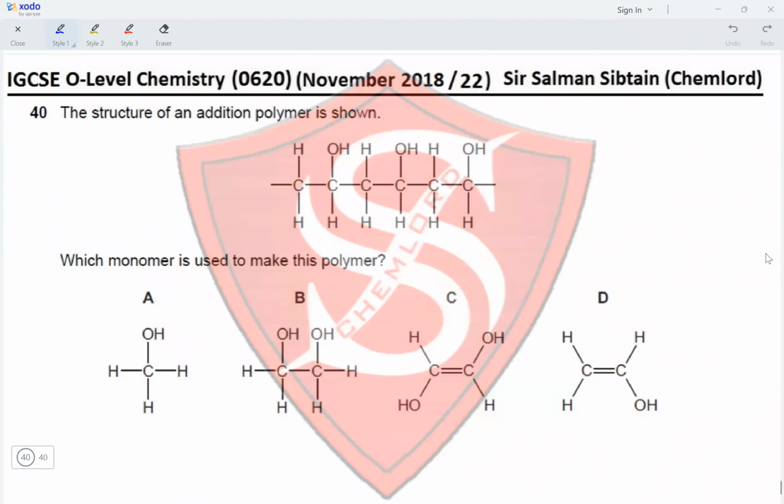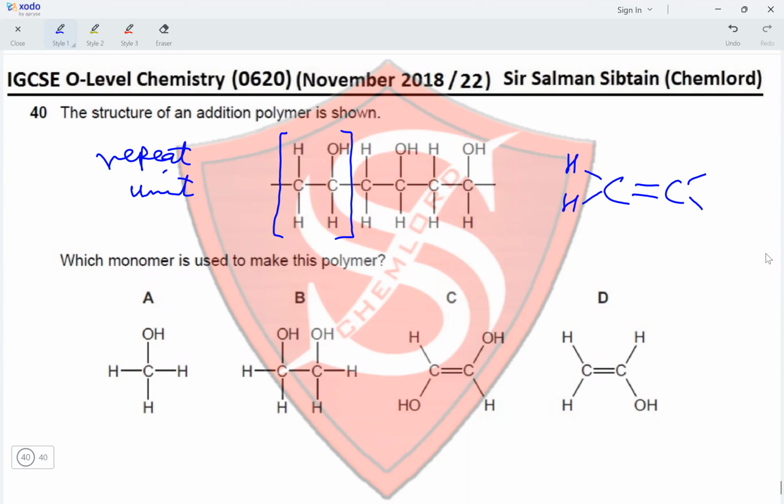Question 40. The structure of an addition polymer is shown. Which monomer is used to make this polymer? So identifying the repeat unit, we have one carbon atom with two hydrogen attached to it and another carbon atom with one hydrogen, one OH group attached to it. So they're asking for the monomer. So the monomer of this repeat unit would be two carbon atoms with a double bond between them, one having two hydrogen atoms attached to it, one having one hydrogen and one OH group attached to it.